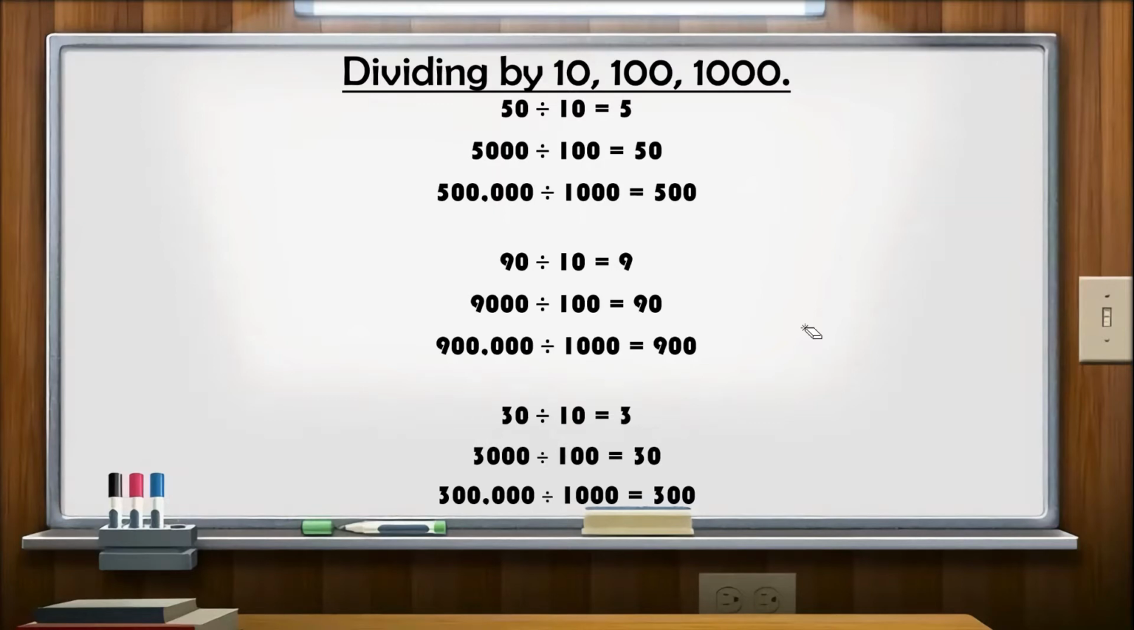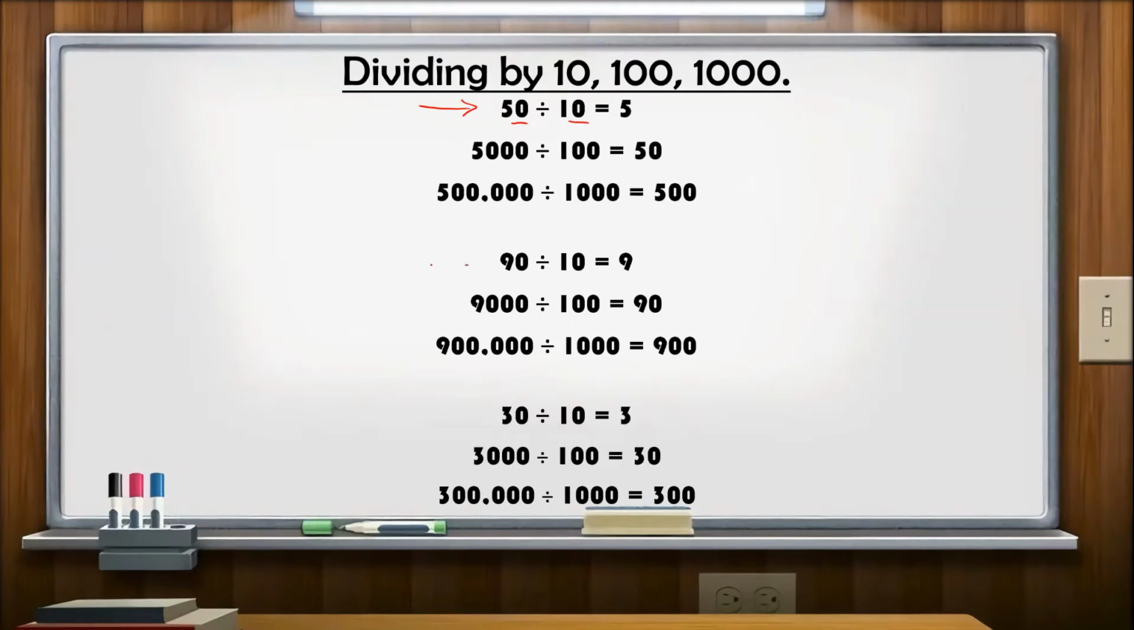So as you can see, when dividing by 10, the 0 at the end of the number being divided is removed. So this means my number is getting 10 times smaller. So in the case of 50 divided by 10, you can see the number 50 is getting 10 times smaller. So my answer is 5.